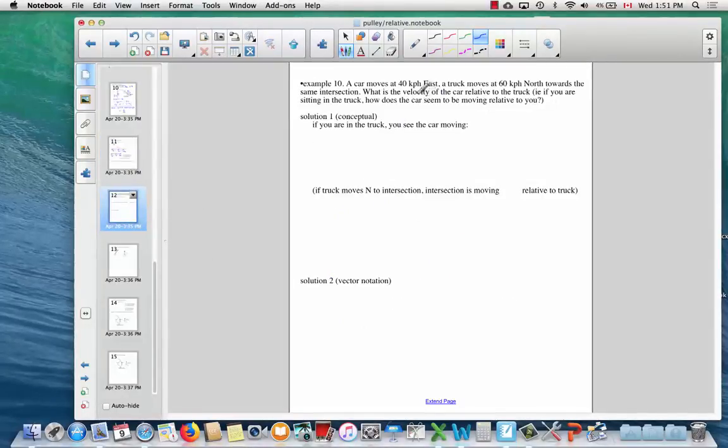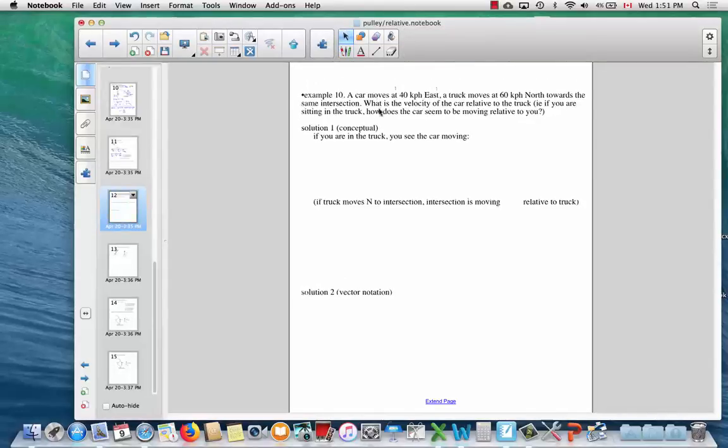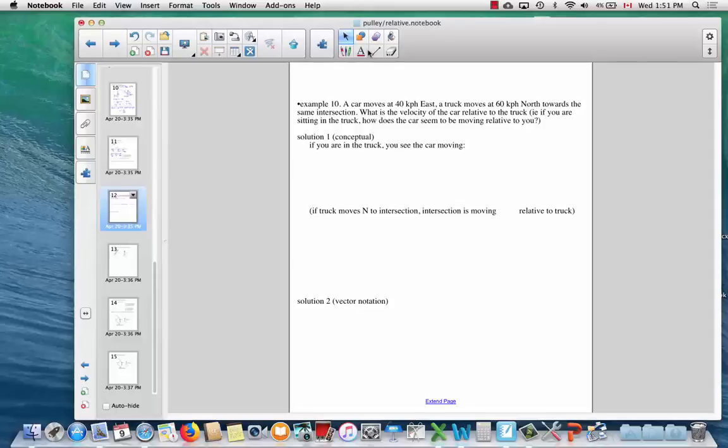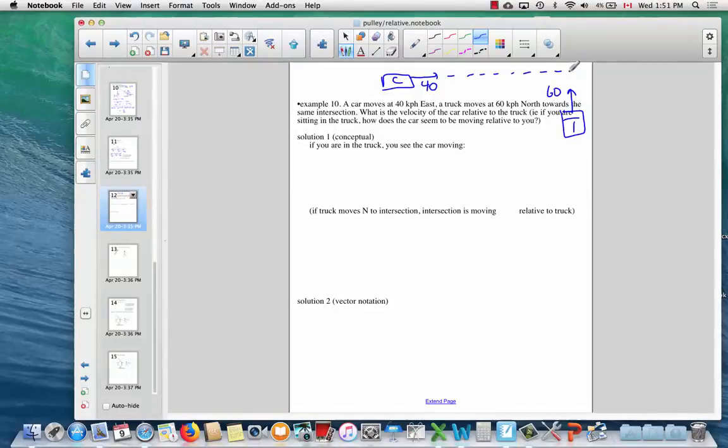For instance, let's imagine that we have a car that's moving 40 kilometers an hour to the east. So here's our car, and it's going 40 to the east. And then we have a truck, and that truck is going 60 kilometers an hour to the north. And they're both headed towards the same intersection. And then what's the velocity of the car relative to the truck? That's what we want to find.